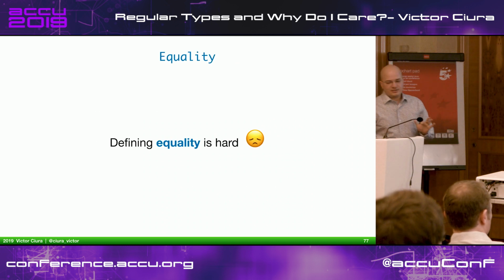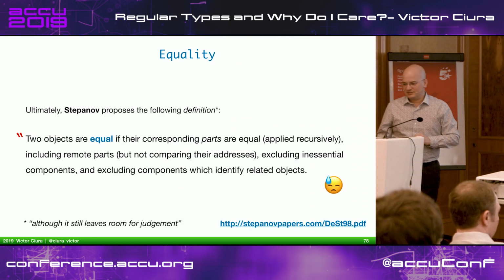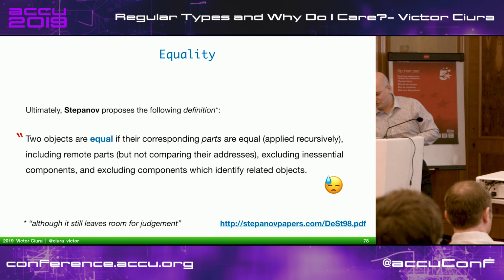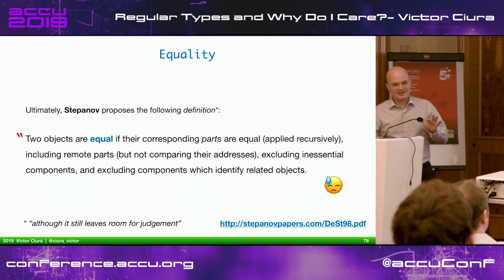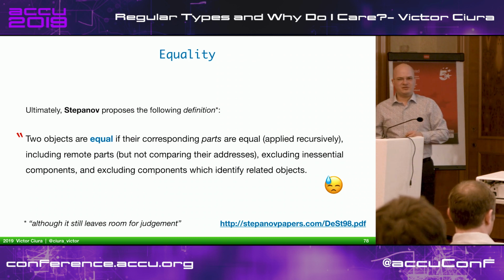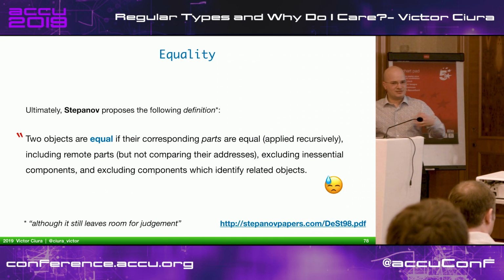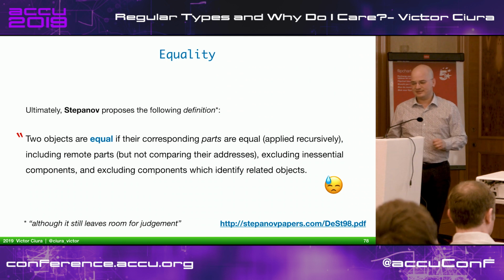So defining equality is kind of hard sometimes. Even Stepanov proposes a definition that is kind of squeaky, I would say. Two objects are equal if their corresponding parts are equal, applied recursively, including remote parts, but not comparing their addresses, excluding inessential components, and excluding components that identify related objects. So it's difficult, especially if we think about objects containing pointers and references to other objects, and it can get ugly.